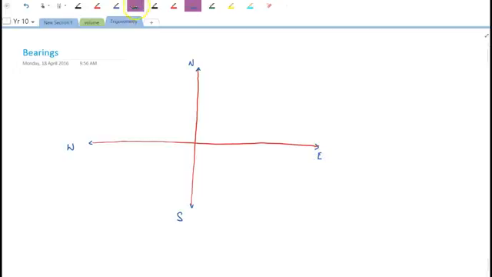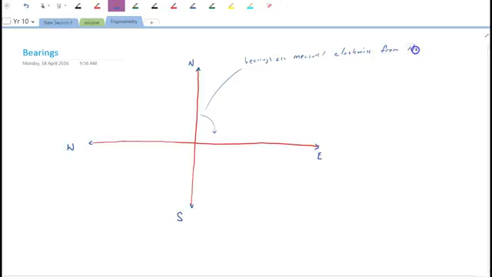Now, if we're going to walk on a bearing of 100 degrees, then bearings are measured in this direction, clockwise from north. So let's just make that note there. Bearings are measured clockwise from north. These are true bearings.